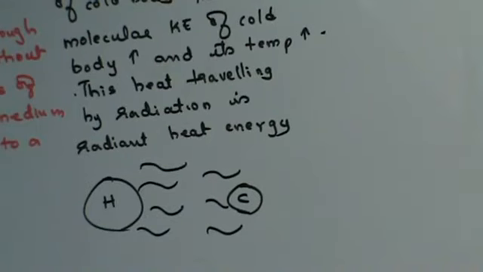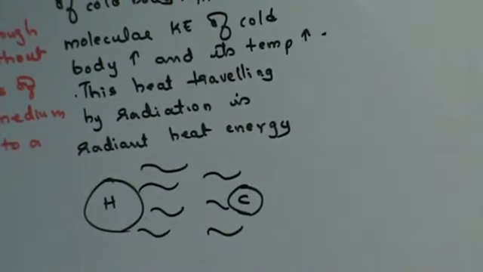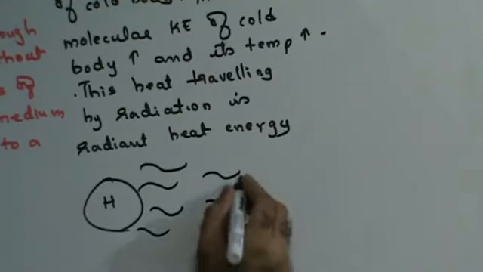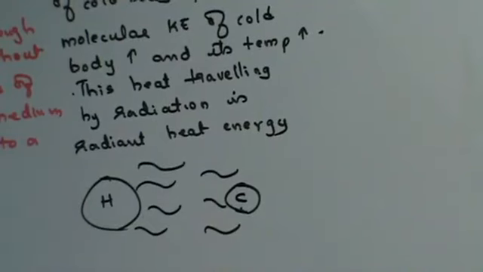And the ability of a body to absorb, reflect, and transmit radiant heat energy depends upon the surface of the body, and it is expressed in terms of coefficients. These are called the coefficient of absorption, coefficient of reflection, and coefficient of transmission. Right? Write this down, guys.